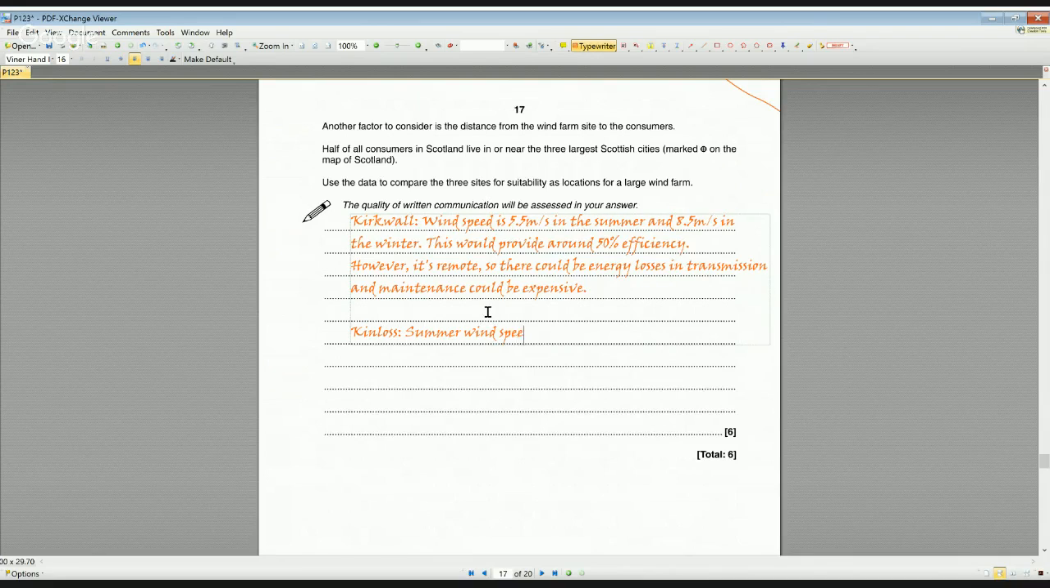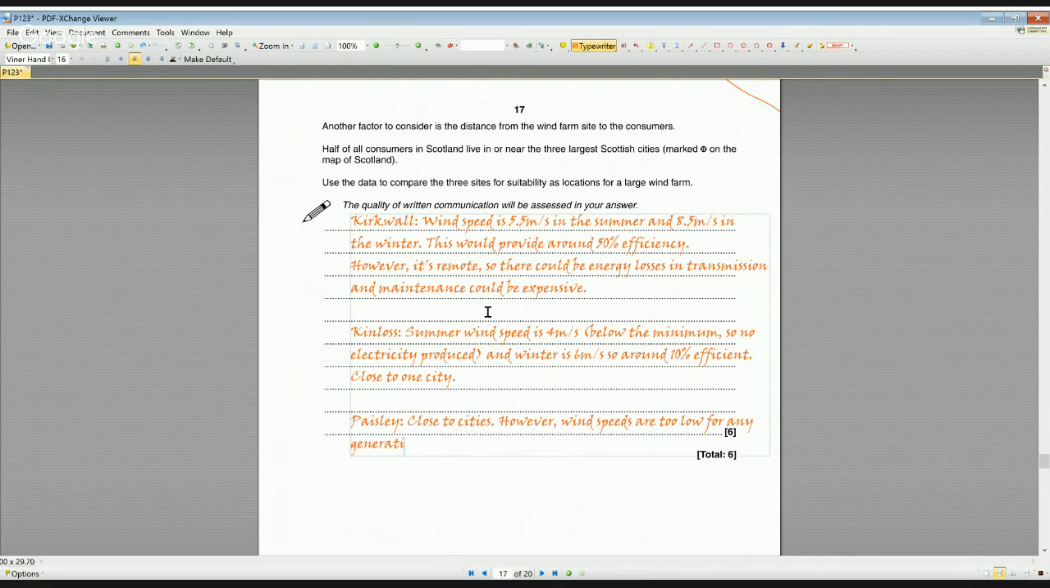For Kinloss, the summer wind speed is 4 meters per second, below the minimum, so that will produce no electricity. And winter is 6 meters per second, so around 10% efficient. Kinloss is close to one city. And Paisley, as we said, is close to cities, very close to one and quite close to another. However, wind speeds are too low for any generation. So it's not worth building a wind farm there.